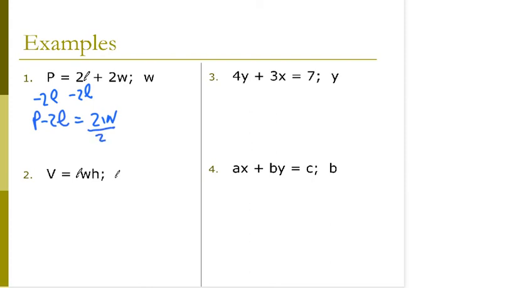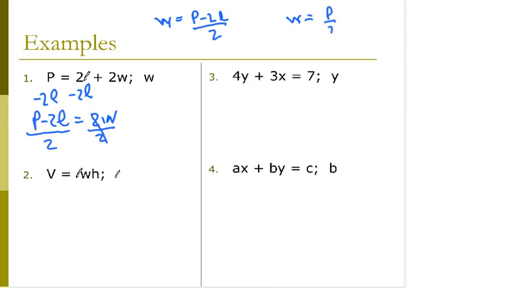So divide the whole of the other side by 2 as well, and we end up with w equals P minus 2L all over 2. One thing to note is that what we have here, we're basically saying P divided by 2. If we were to write this out based on what we know about fractions, this is equivalent to saying w is equal to P over 2 minus 2L over 2.